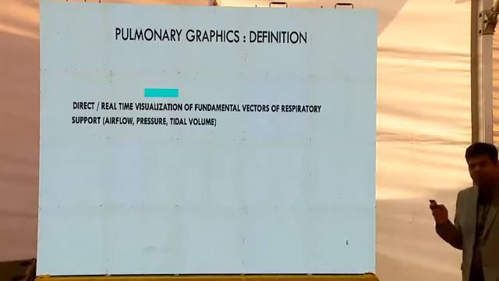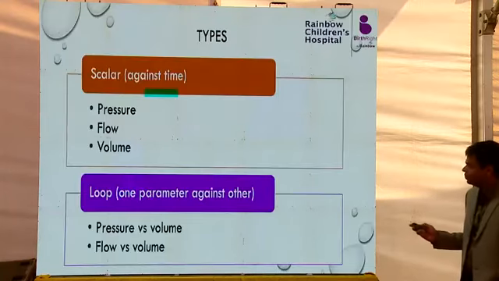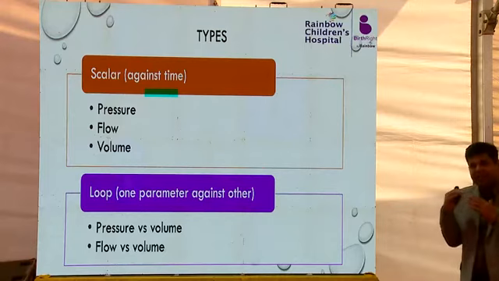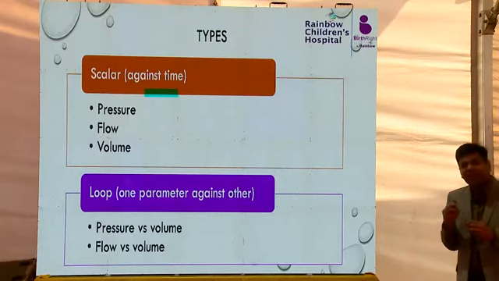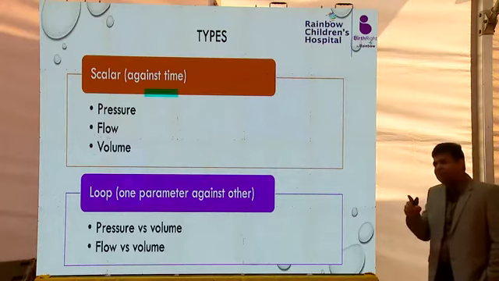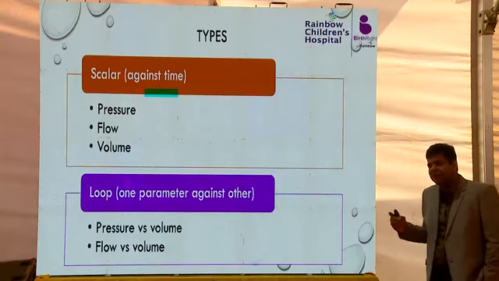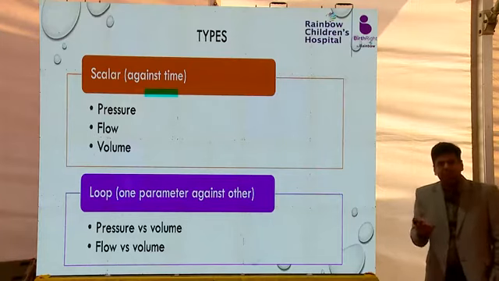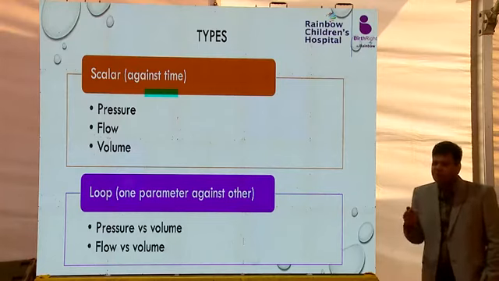The graphics are defined as direct real time visualization of fundamental vectors of the respiratory support, that is the airflow, pressure and the volume. There are two types of graphics which you will see universally. One is the scalar. In scalar one, on the x axis there is time and on the y axis there is a variable. That variable can be pressure, volume, or flow. When one variable is plotted against another variable, then it becomes the loop waveform. The most commonly used are the pressure and volume loop or the flow and volume loop.